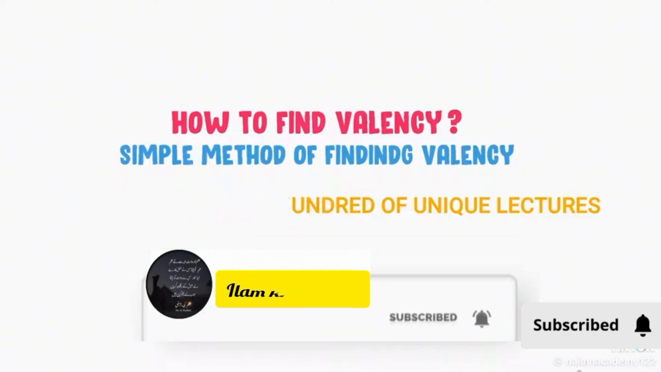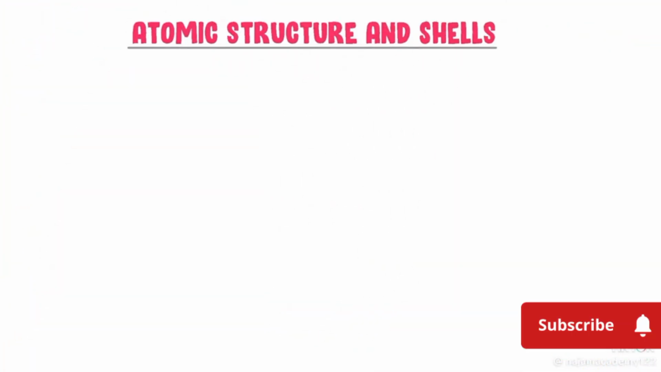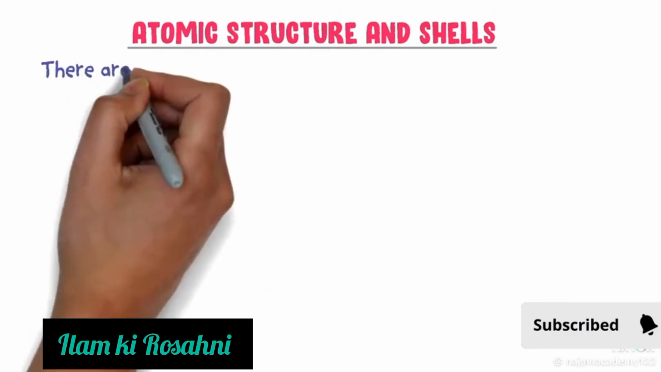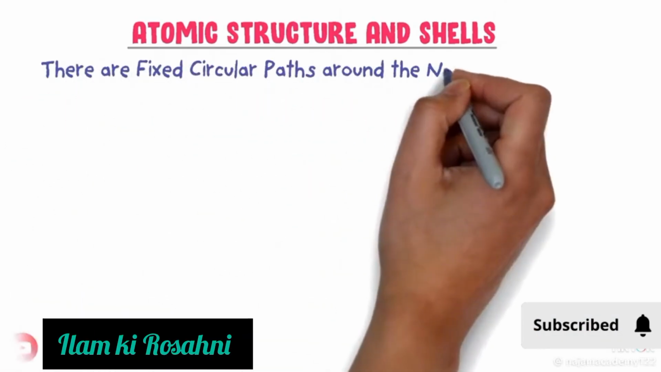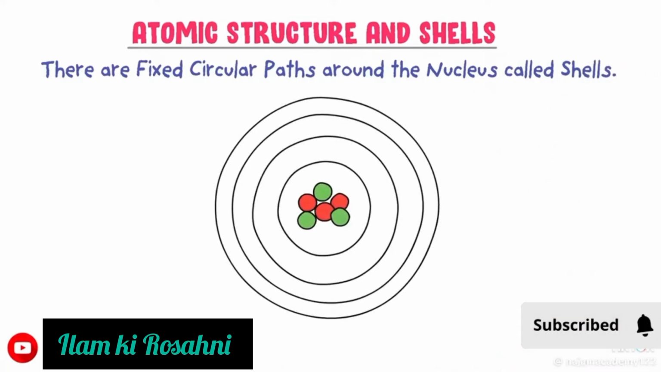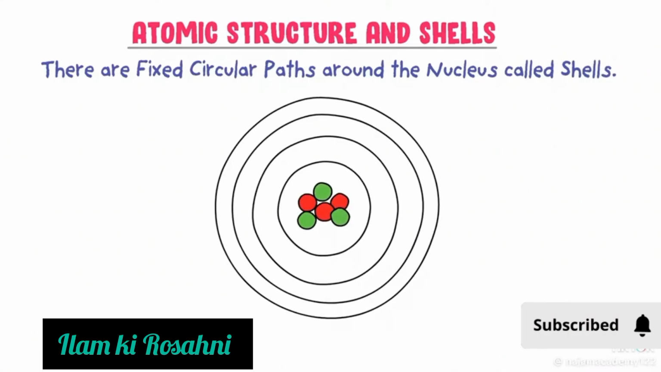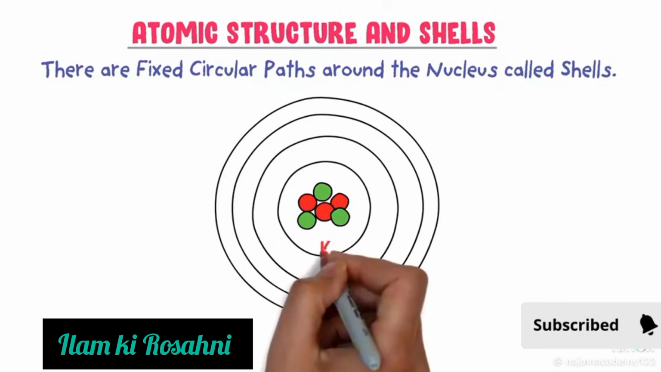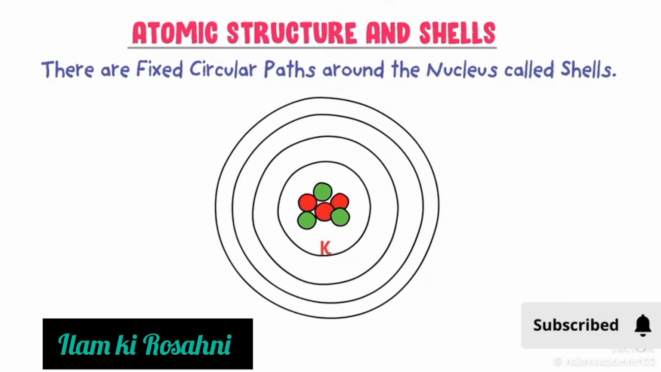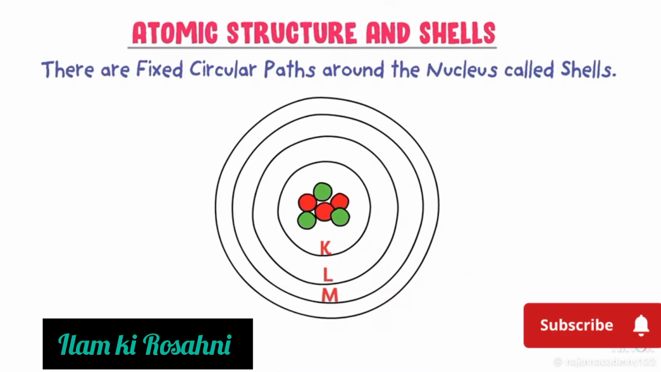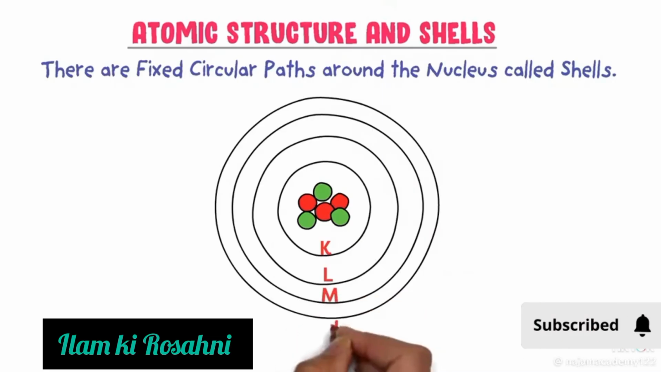Firstly, let me teach you the concept of atomic structure and shells or orbits. Well, we know that there are fixed circular paths around the nucleus of any atom called shells or orbits. The first shell or orbit is called K shell, the second shell is called L shell, the third shell is called M shell, and the fourth shell is called N shell.